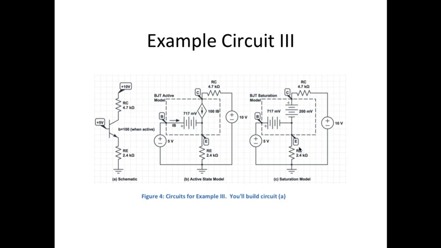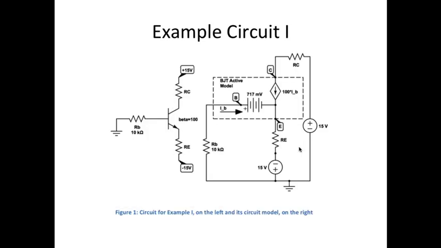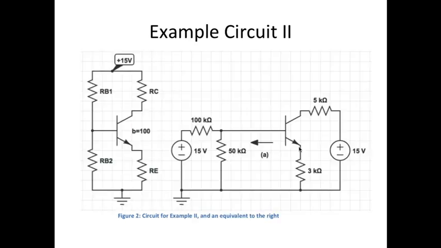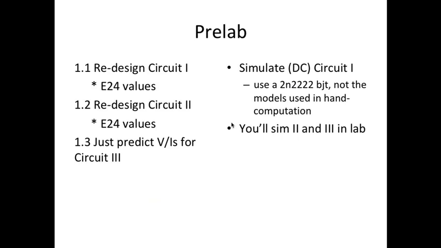There's a separate document that walks you through the analysis of each of these three circuits, giving you all the equations to do that. So let's look at the pre-lab. What are you going to do? You're going to redesign circuit number 1 with E24 values. You redesign circuit 2 for E24 values. And then circuit 3 already has E24 values, so all you need to do on that is the analysis step and re-predict V and IC based on your values. Once you've done all those hand computations, you can just turn those in hard copy; you don't need to typeset it or anything like that.